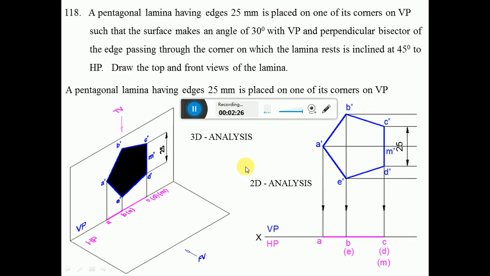This is the same thing in the 2D analysis which we have written here: the pentagonal lamina with one of the sides perpendicular to HP. Construct this pentagon, and since it is perpendicular to HP, in HP you are going to get a line here. So A, B, C, and then D and E are in brackets because when you look from the top view they are away from the observer, so they become invisible, and of course M dash is hidden by the corner point C, so M is in brackets.